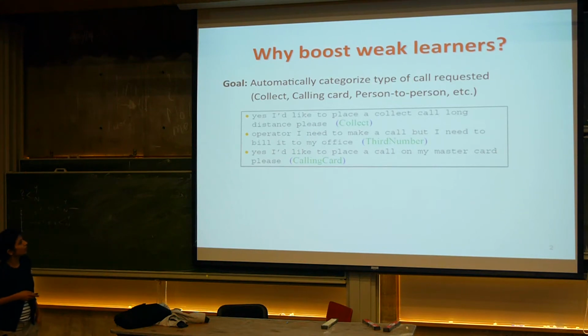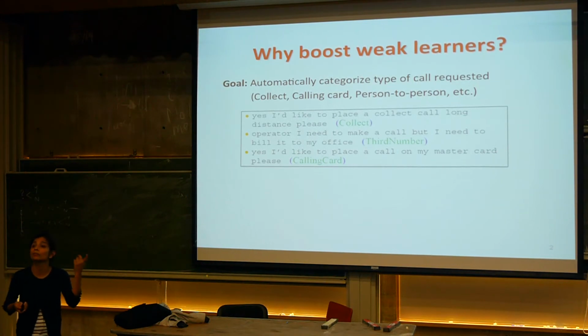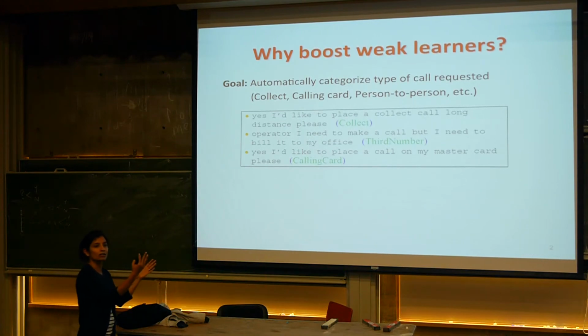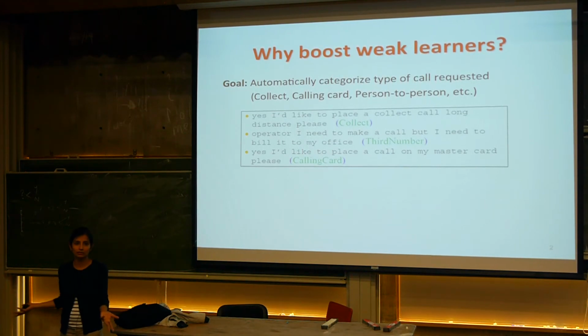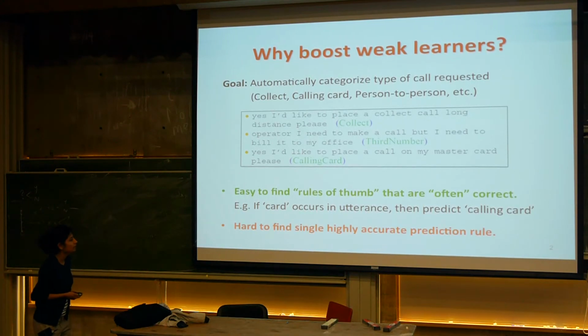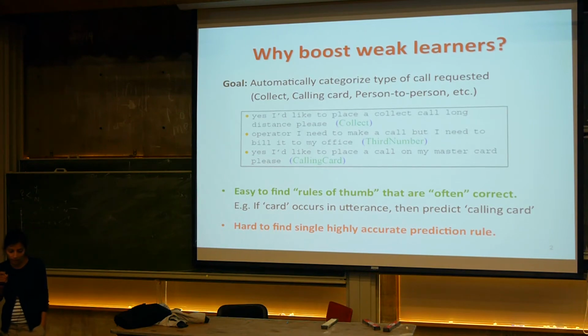Now it's very easy to say, well, whenever the word card appears, like if somebody says card, then most likely they want to either do a calling card or put it on some credit card or something like that. So you can come up with these rules that are not accurate. They don't directly get you the label. For example, you can only say it's calling card or credit card, but it's a simple rule. If card appears, you do something. So it's very easy to find rules of thumb that are often correct, but they are not very accurate. It's hard to find one single highly accurate rule.